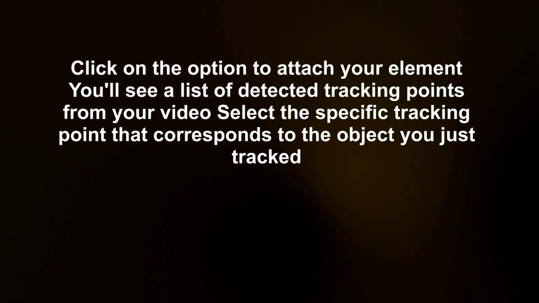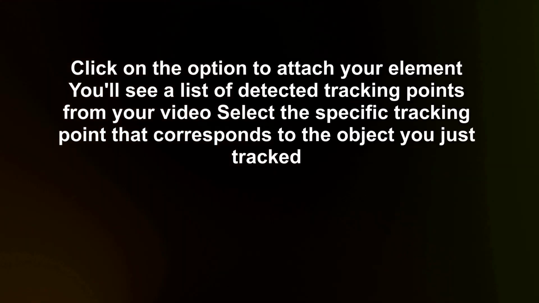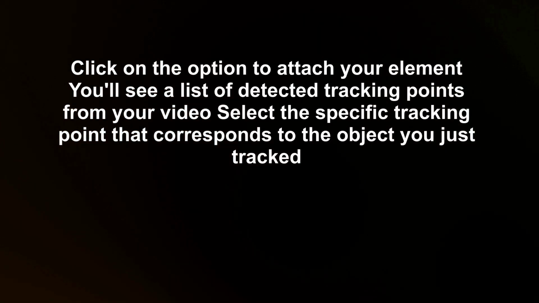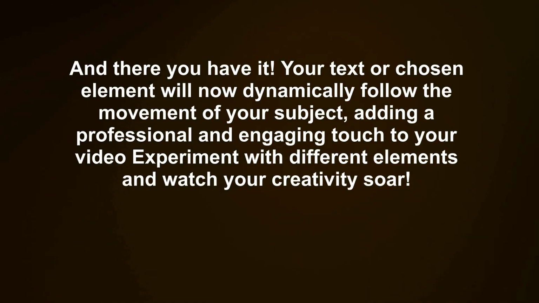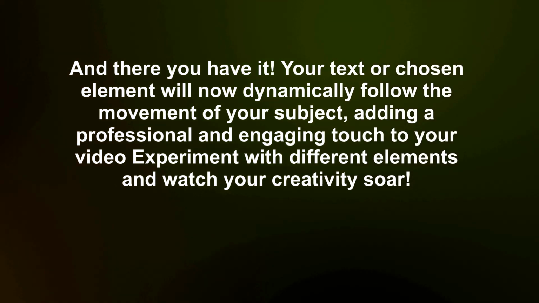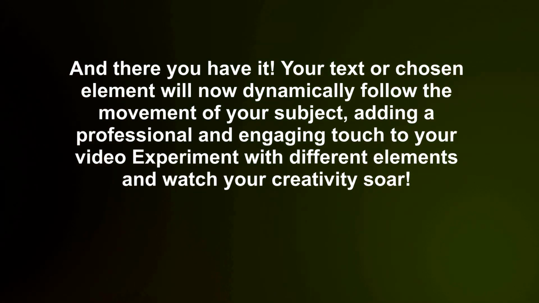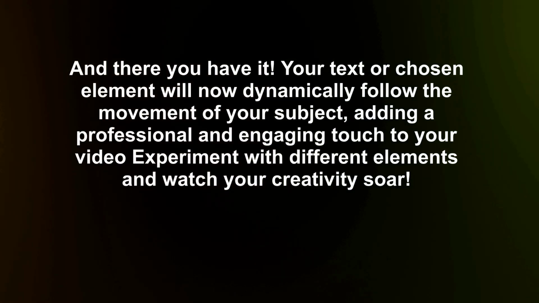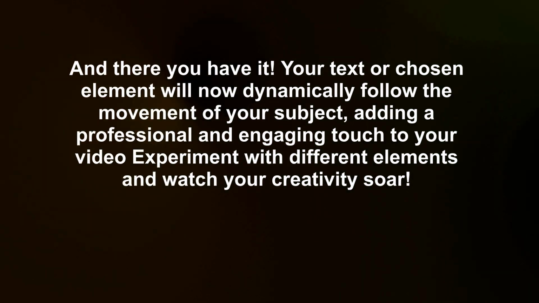You'll see a list of detected tracking points from your video. Select the specific tracking point that corresponds to the object you just tracked. And there you have it. Your text or chosen element will now dynamically follow the movement of your subject, adding a professional and engaging touch to your video. Experiment with different elements and watch your creativity soar.